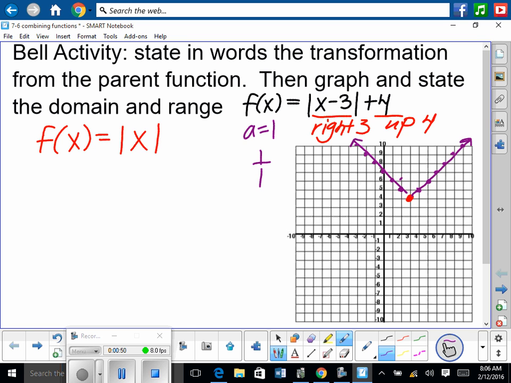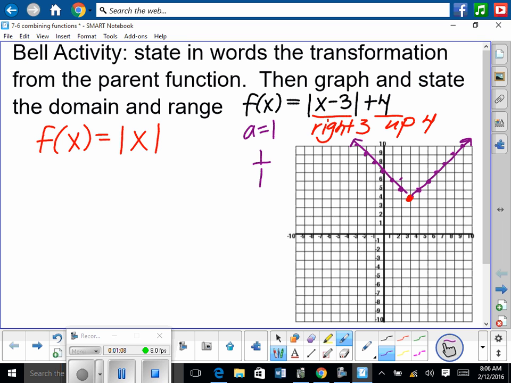Now, first of all, is this a stretch or compression? Stretch. Actually, neither, right? Isn't A 1 in the parent function? So it would be neither stretch nor compression. If A is greater than 1, it's a stretch. If A is less than 1, it compresses it down. If it's 1, it's nothing.